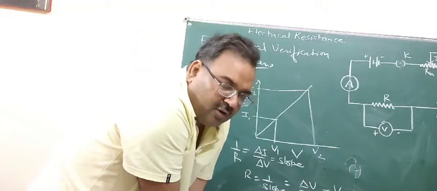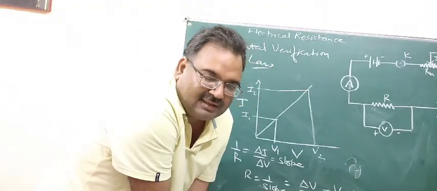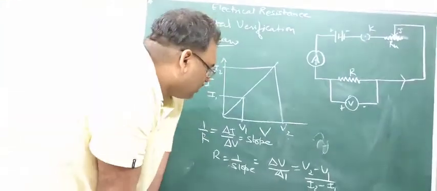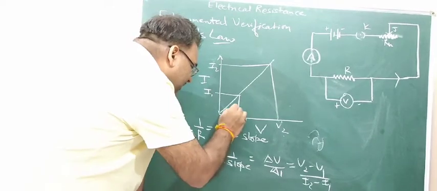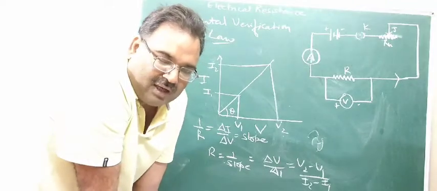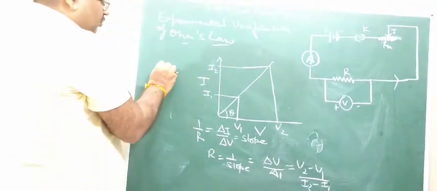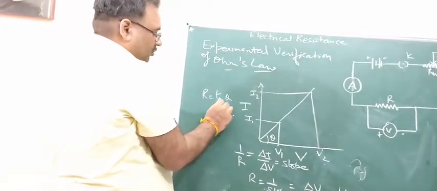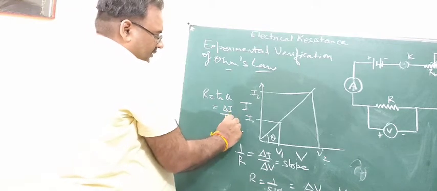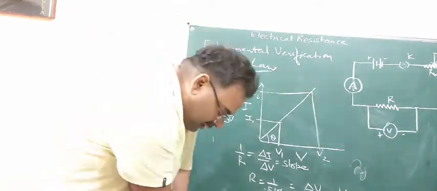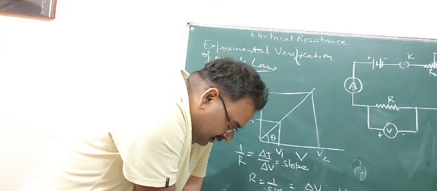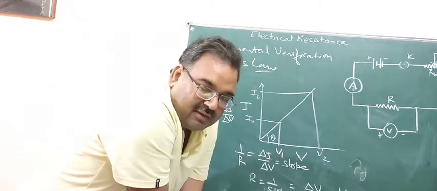Is it clear? For a metallic conductor, we are getting a straight line. So this is theta. Theta is the angle of inclination. So we can also write the slope in terms of theta. Tan theta is equal to delta I upon delta V, which is equal to 1 upon R.